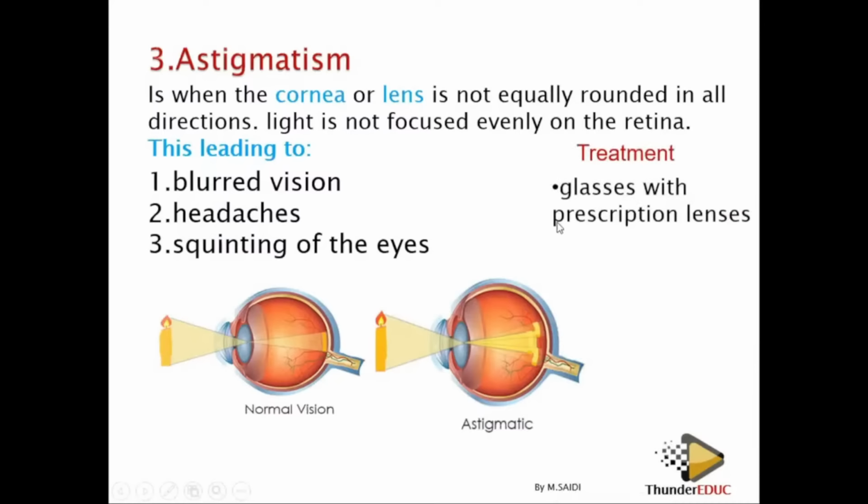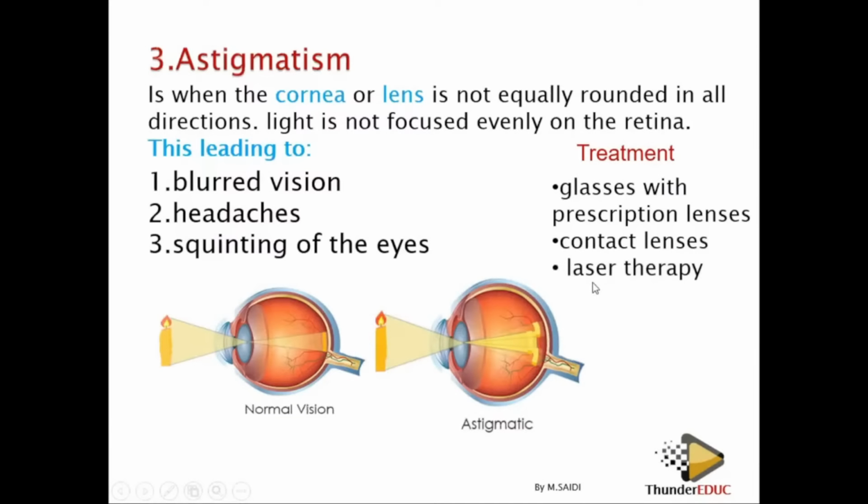Treatment. How do you treat this? Number one, you can treat it by putting on glasses with prescription lenses. It means that it depends on the severity of your astigmatism. Then the prescription of lenses will be given to you. Then contact lenses. It means that you can put it on your eye so that it can bring about the normal focusing of the image.